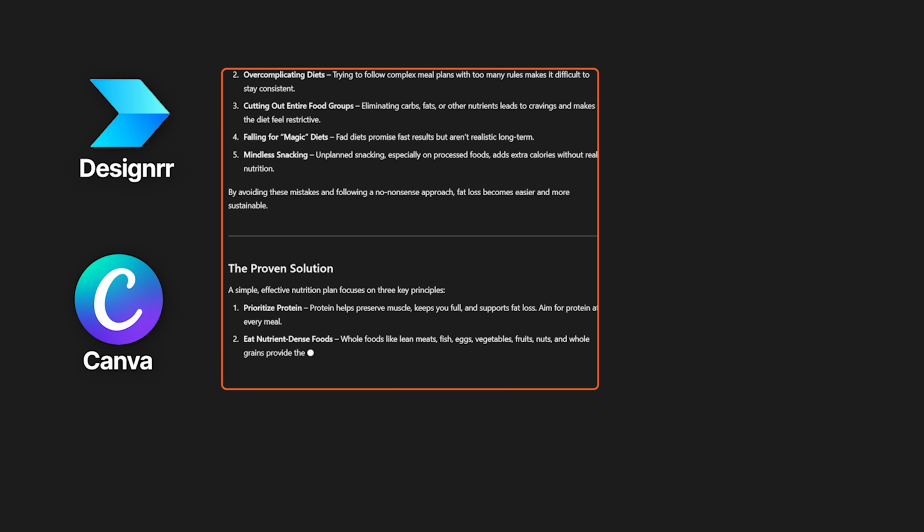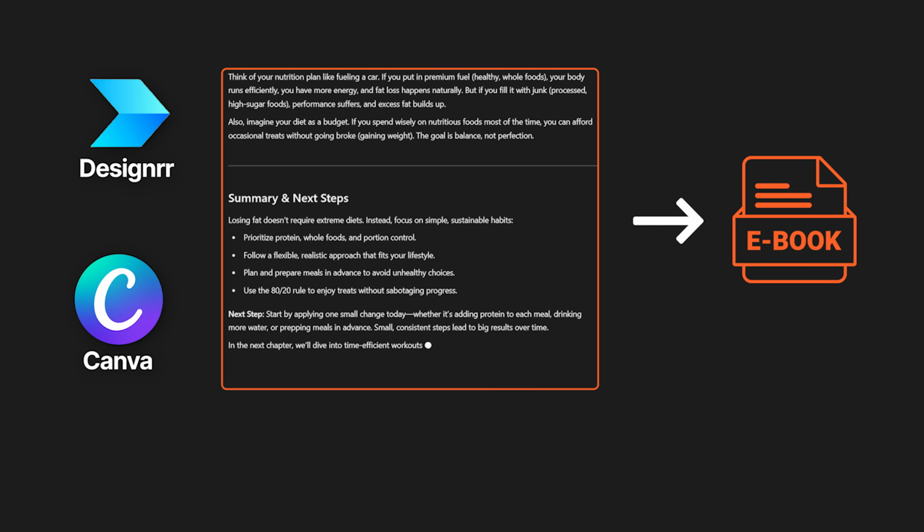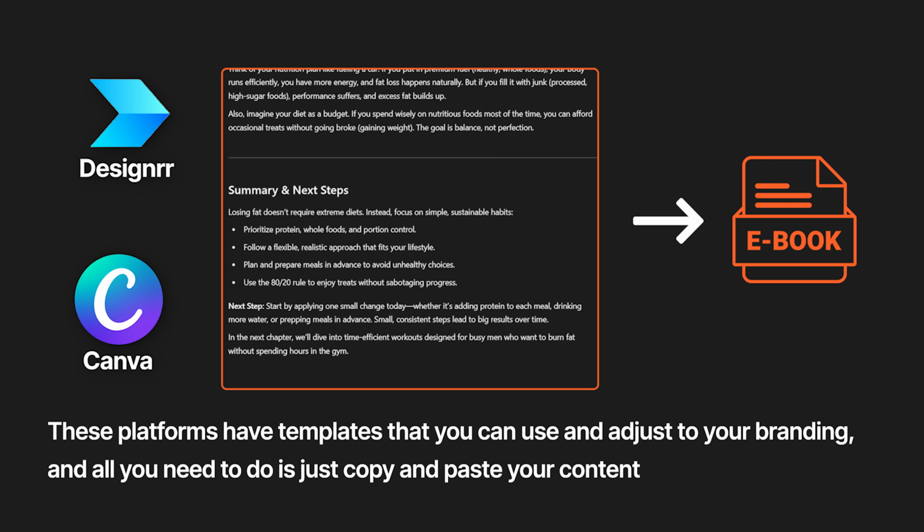And then from there, we can head over to a tool like Designer or Canva to easily turn all of this text into a professional looking ebook. Both of these platforms have templates that you can use and adjust to your branding. And all you really need to do is copy and paste your content. And once you've done all of that, you can just export it as a PDF and you now have an ebook ready for sale.